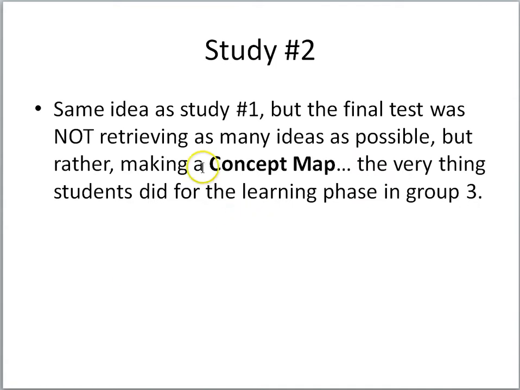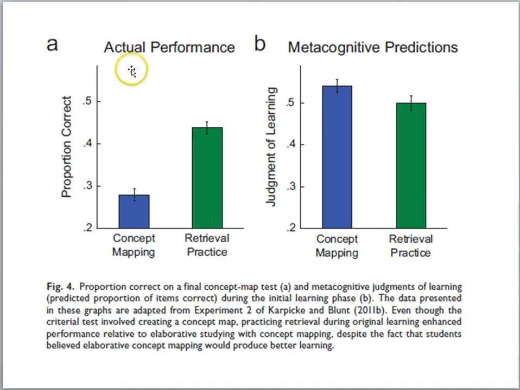Now consider study 2. It's the same idea as study 1, but the final test was not retrieving as many ideas as possible, but rather making a concept map, the very thing students did for the learning phase in Group 3. Here the results again are interesting. Actual performance. So for proportion correct of the ideas that were incorporated into a concept map, the students who actually did concept mapping during the learning phase did not do as well as the students who were doing retrieval practice during the learning phase.